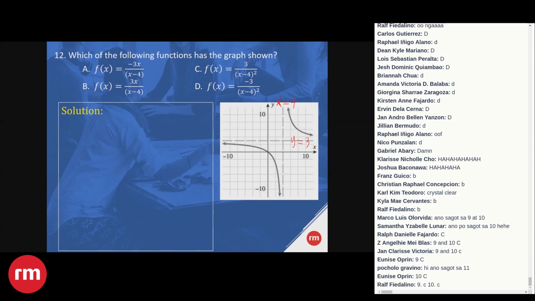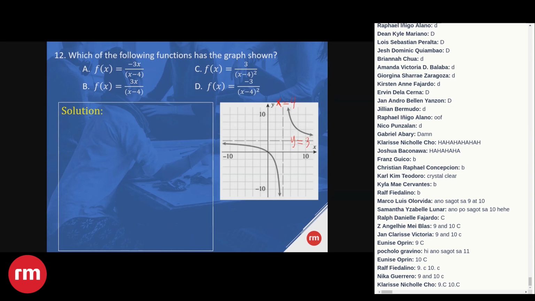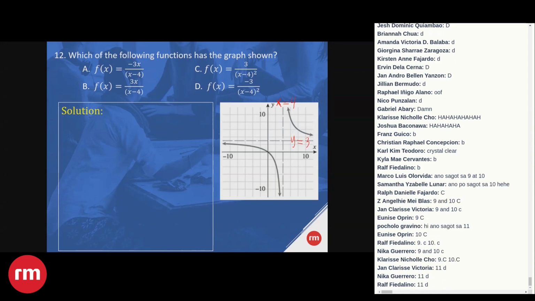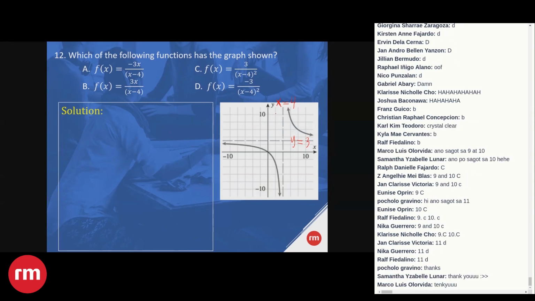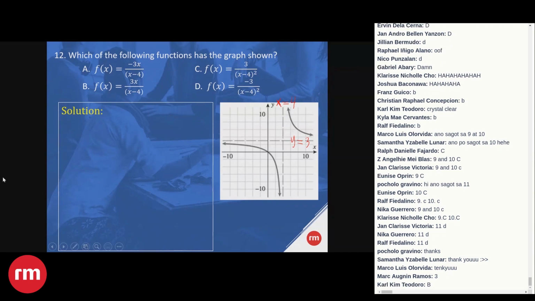Okay, so ang vertical asymptote ay x equals 4. Ibig sabihin, alin dyan sa mga choices natin ang magzi-zero ang denominator sa x equals 4 kasi bawal sa x equals 4. Unfortunately, lahat ng choices natin hindi pwede sa x equals 4. So, hindi nakakatulong yung x equals 4 sa pagsagot natin. So, ang gagamitin natin ay horizontal asymptote. So, titingnan natin alin dito ang may horizontal asymptote na y equals 3.